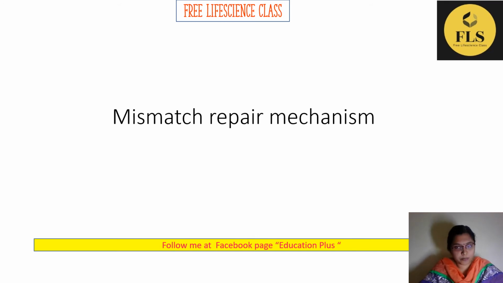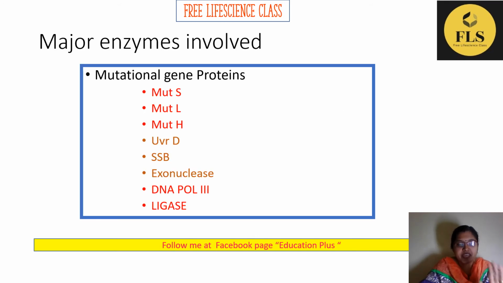That is the mismatch repair mechanism. These are the major enzymes involved in the mismatch repair mechanism. Which are the enzymes that are involved in this process? MutS, MutL and MutH. These are a set of proteins which help in removing the unusual bases from the DNA. And these three are additional enzymes which help in the mismatch repair mechanism. And the other two enzymes after removing the unusual bases, DNA polymerase and ligase enzyme, will help in adding nucleotides and joining the nick respectively.